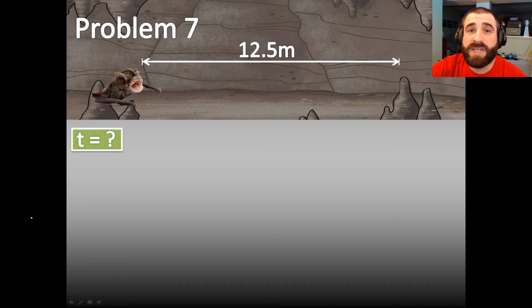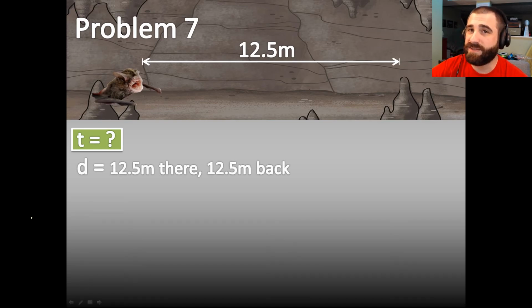So, we're looking for time. We want to know how long that took. Well, the distance, careful. We know that it went 12.5 meters there, 12.5 meters back. The problem's asking how long did it take to come back from when it screamed. So we want the total time. So the distance is not 12.5. The distance is going to be 25, right? Because it goes 12.5 there and then 12.5 back.